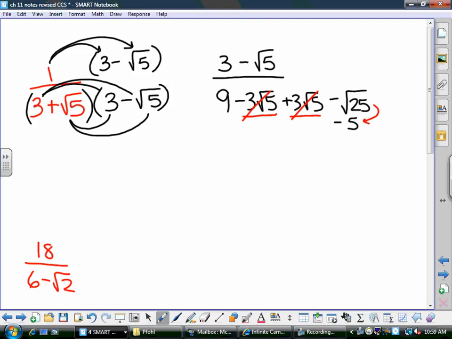So then let's subtract. 9 minus 5. The bottom of this fraction is just 4. The top stays like it is. 3 minus square root of 5 over 4.